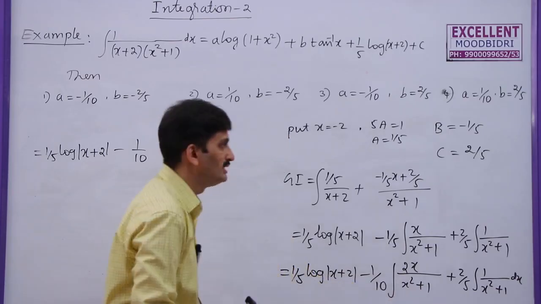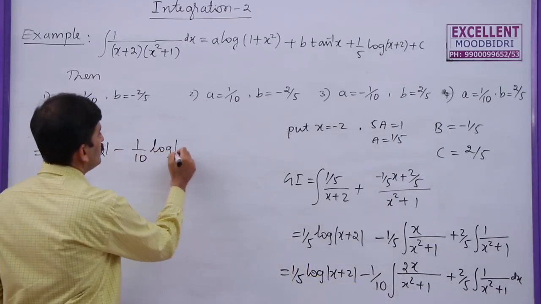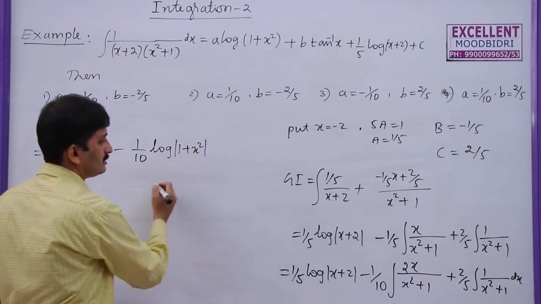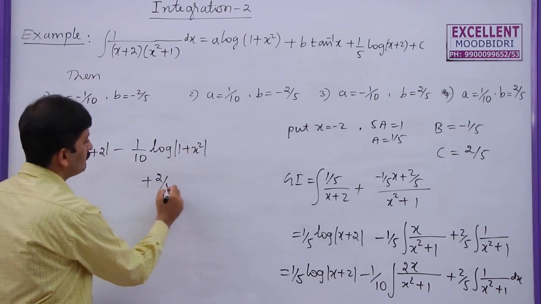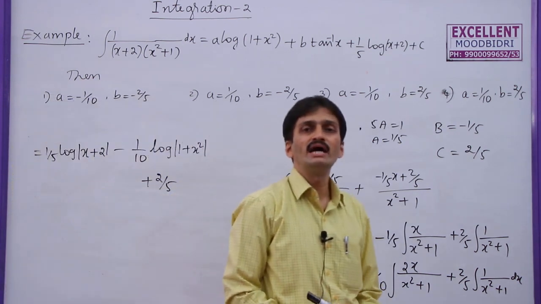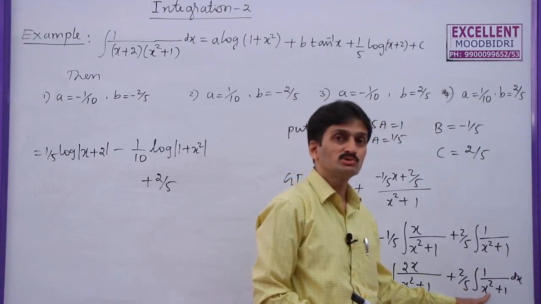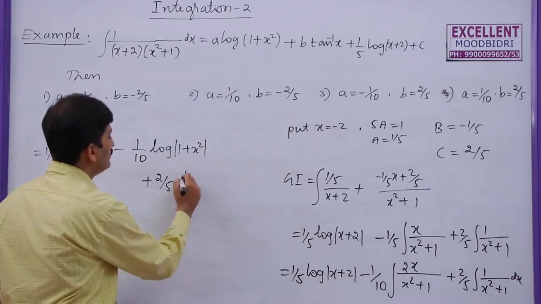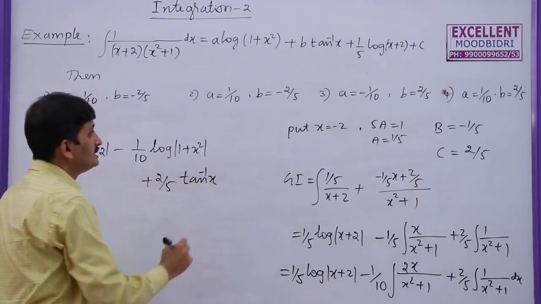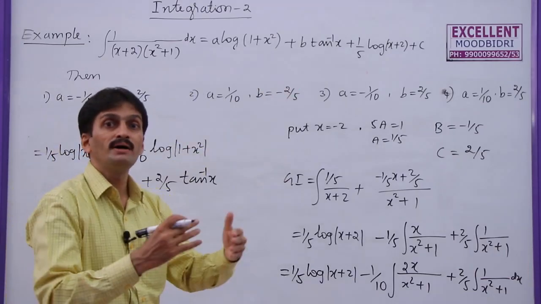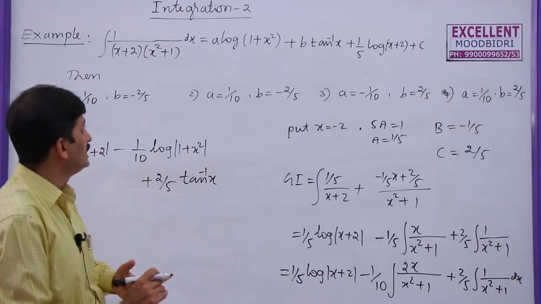So log of the denominator, log of 1 plus x square, plus 2 by 5 into, recall the derivative of tan inverse x is 1 by 1 plus x square. So the integral of 1 by 1 plus x square is tan inverse x. 2 by 5 tan inverse x. But this answer is given there, so compare and find the values of a and b.